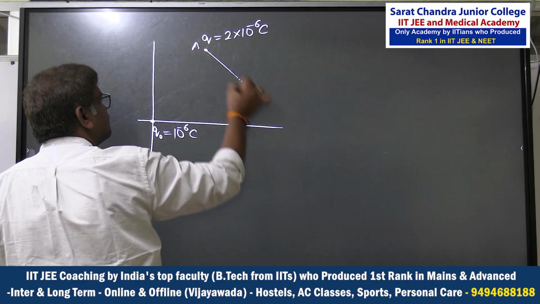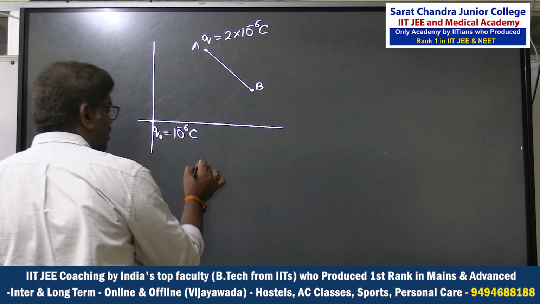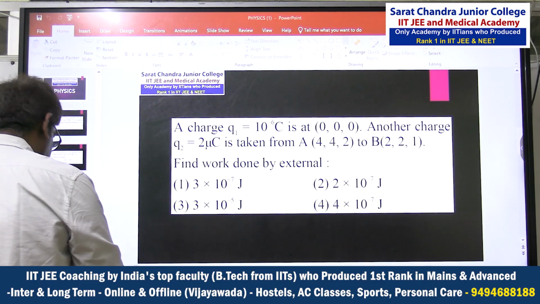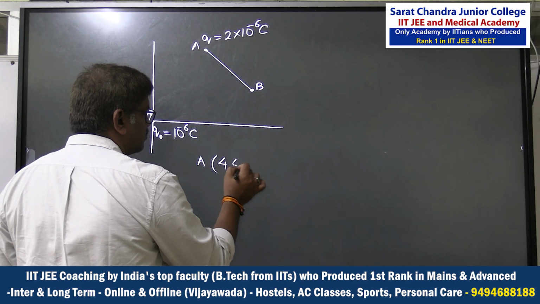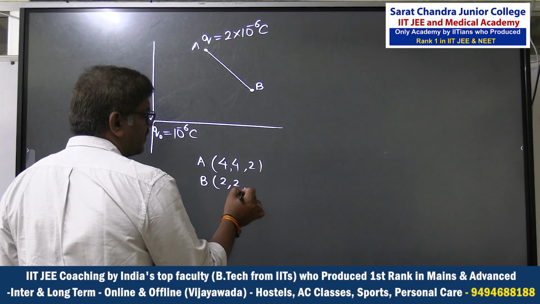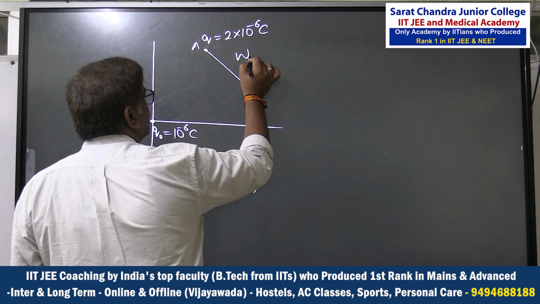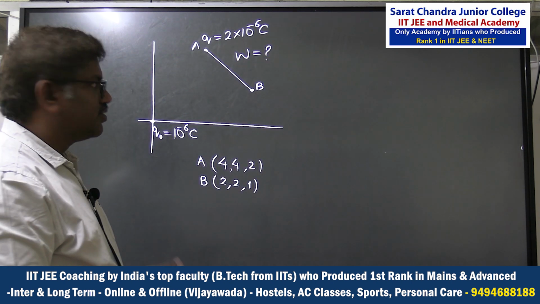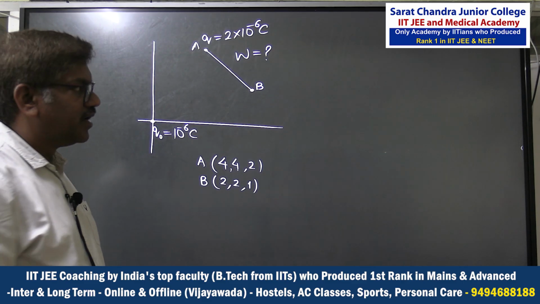It is moving from some position A to B. The coordinate of A is given as 4, 4, 2 and of B as 2, 2, 1. So A is 4, 4, 2 and B is 2, 2, 1. Now they are asking what is the work done, what is the work required to move this charge from A to B? In this question, we can find the force, then integrate F dot dx, and get the work done.